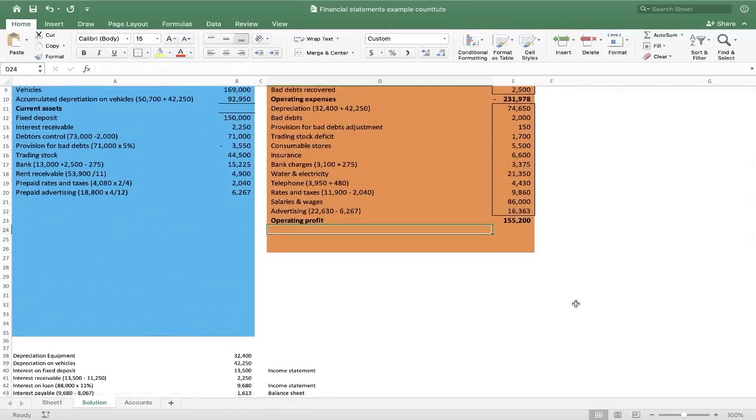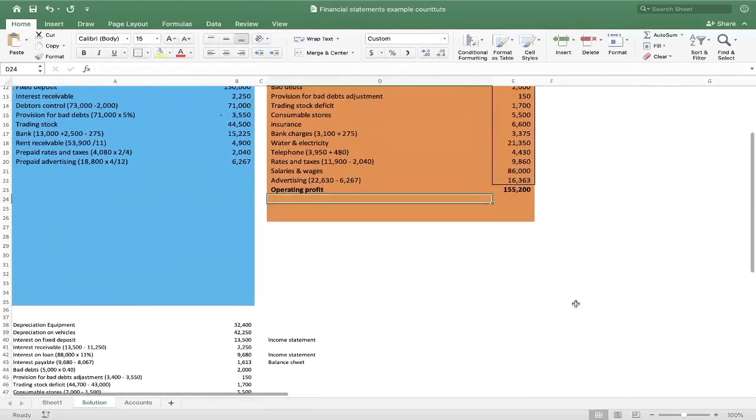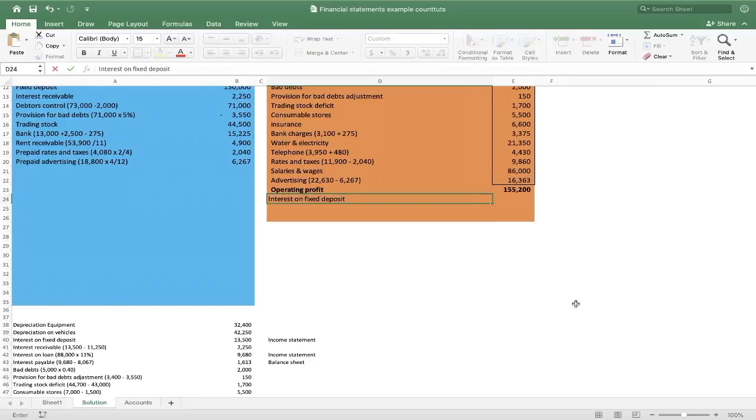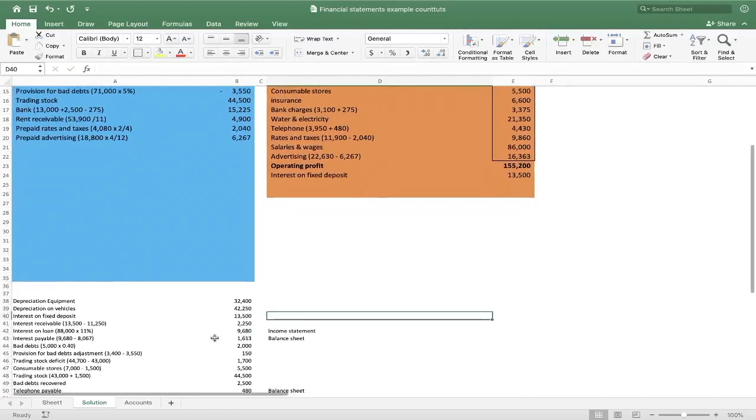Now, after our operating profit, we need to bring in our interest on fixed deposit and our interest on loan. Okay, we need to bring them in, so let's do that now. Let me bring in our interest on fixed deposit, and the amount that we had there is the 13,500 rand, so you can see down here. And then let me remove that one to show that we are done.